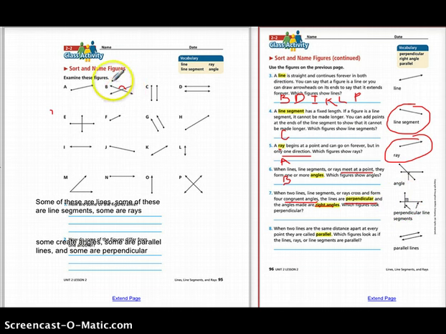So B would not be perpendicular because this is not a 90-degree angle. But E is a 90-degree angle. So those would be perpendicular. There is one more for number 7. See if you can find out which one it is.